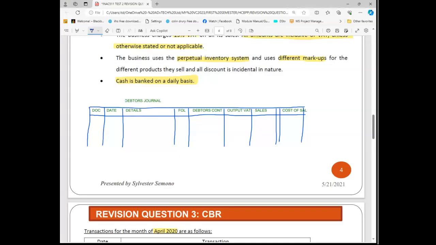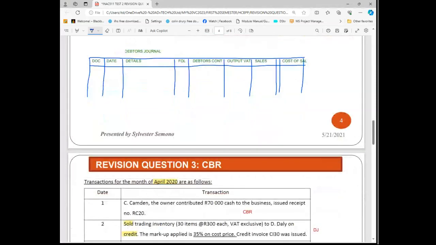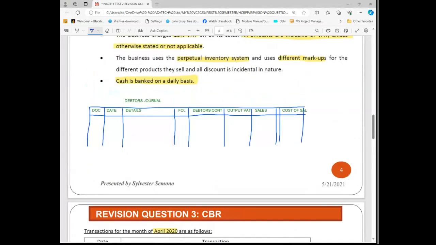Let's try it, okay? Okay. Let's go to the transaction where we said, I'm just going to give you an opportunity to take a screenshot.